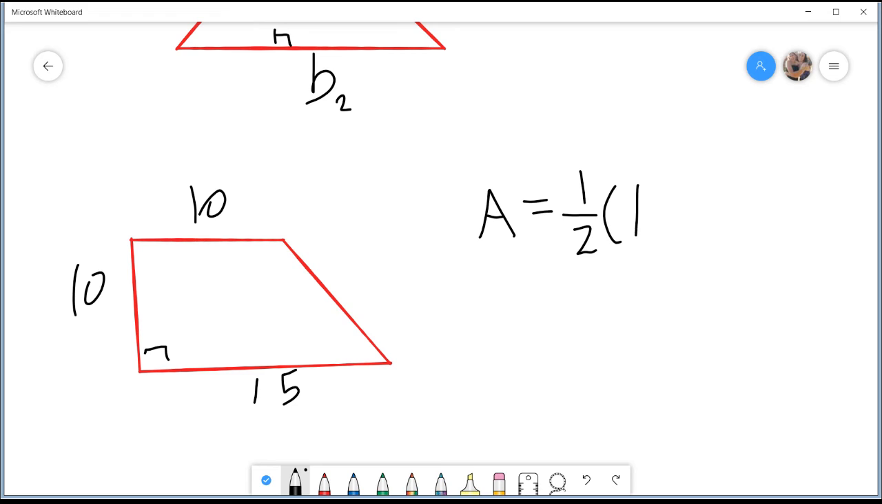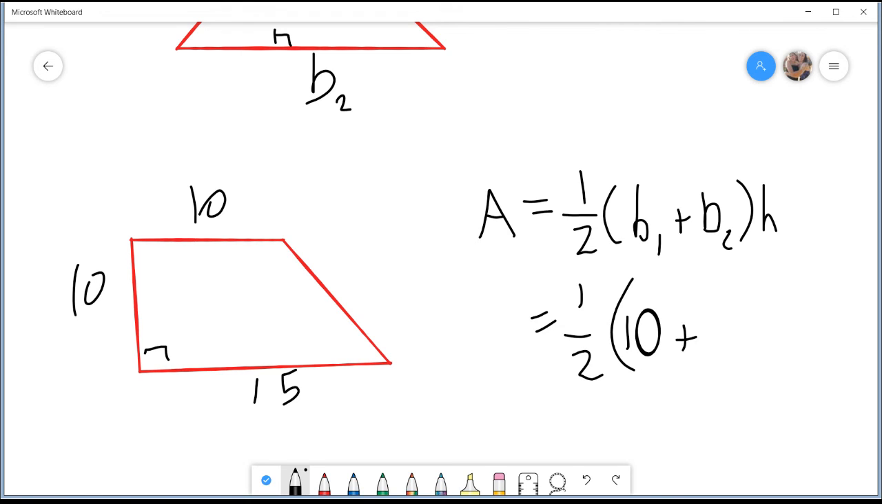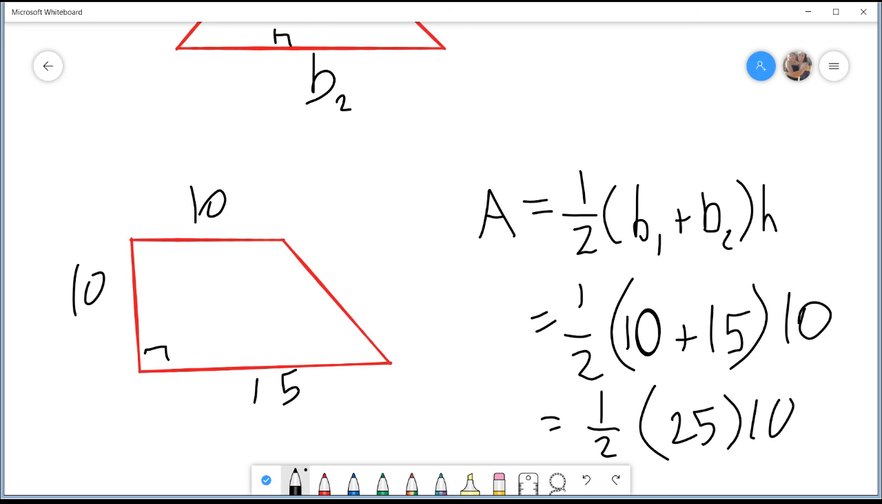So we're going to write our formula. And we're going to fill everything in that we have. 1/2 base 1 is right here, or it could be down here. It doesn't matter. You get to pick as long as you're consistent. I'm going to put 10 as base 1 and 15 as base 2. And the height is going to be this 10 right here. Okay, 1/2 times 10 plus 15 is 25 times 10.